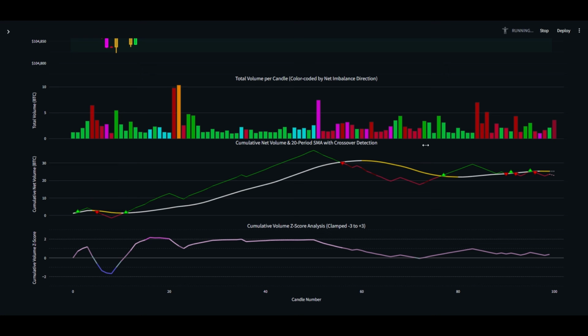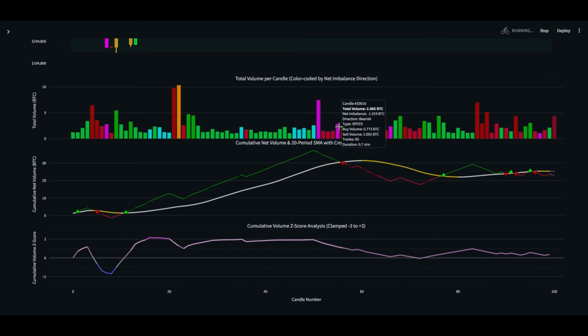The third panel is where conviction analysis becomes powerful. This colored line shows cumulative net volume with momentum indicators. Different color intensities represent volume position relative to the moving average. Darker colors mean higher momentum, lighter colors show potential exhaustion. The crossover points marked with triangles identify when institutional sentiment shifted from buying to selling pressure or vice versa.